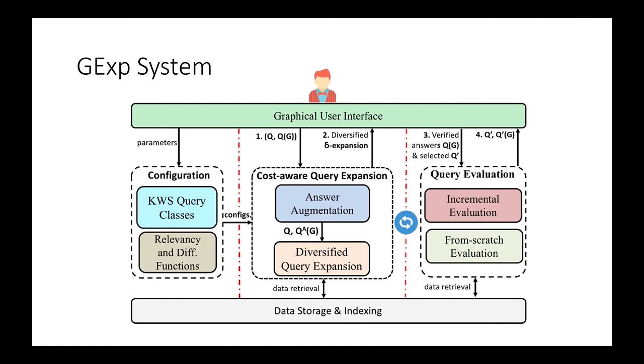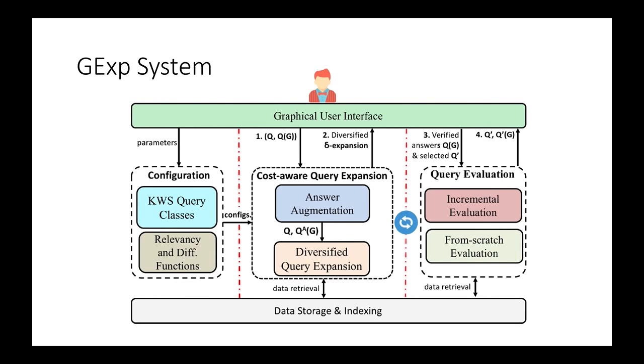GExp has multiple components that are responsible for getting input from a user and finding the keyword search answers. Another component is a cost-aware keyword search expansion, which discovers and suggests those keywords. There is also an incremental evaluator that updates old answers to new ones that contain the newly selected keyword.